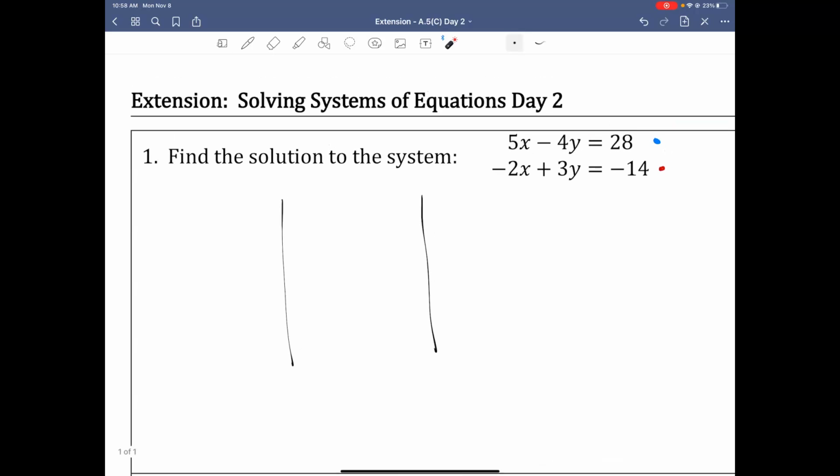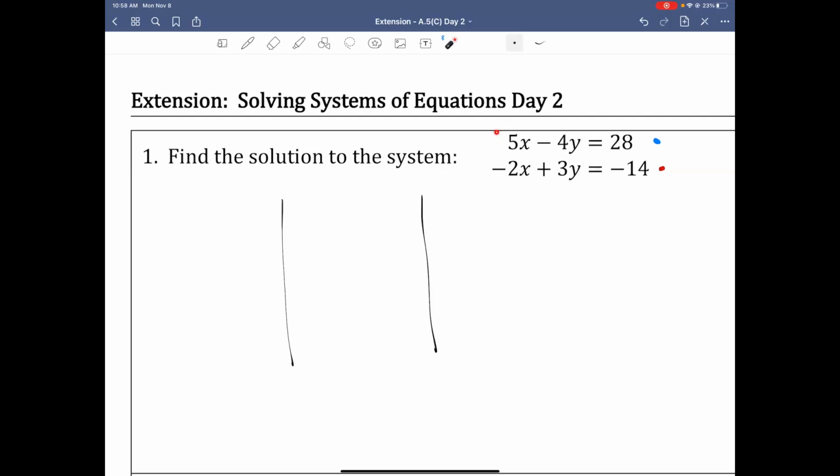Similarly, I cannot eliminate the y's very easily because there's no number that I can multiply 3 by in order to get a 4. And so what we will have to do here is multiply both equations by a constant in order to eliminate one of the variables. Now, you have a choice as to which variable you want to eliminate.